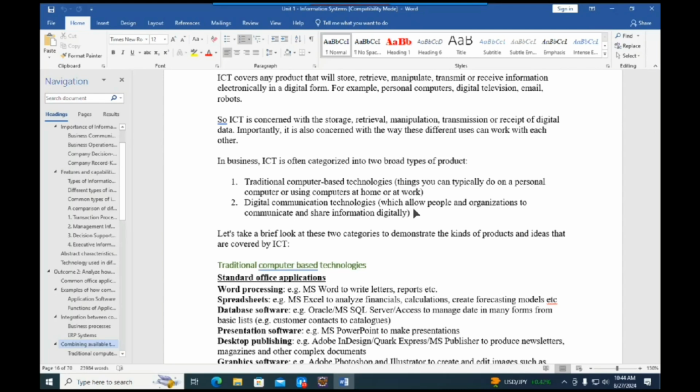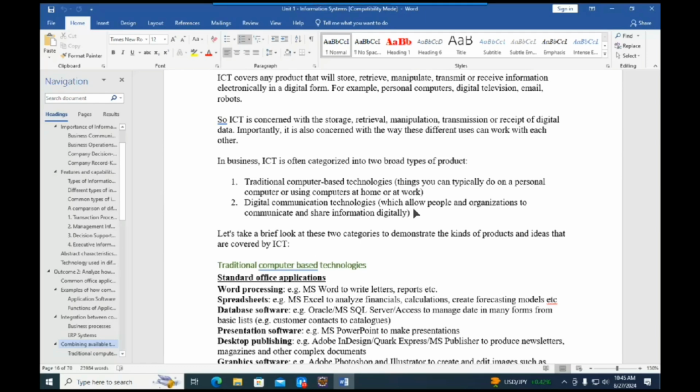The first one is the traditional computer-based technology. In other words, we are talking about things that you can typically do on a personal computer, using your own computer at home or at your workplace.